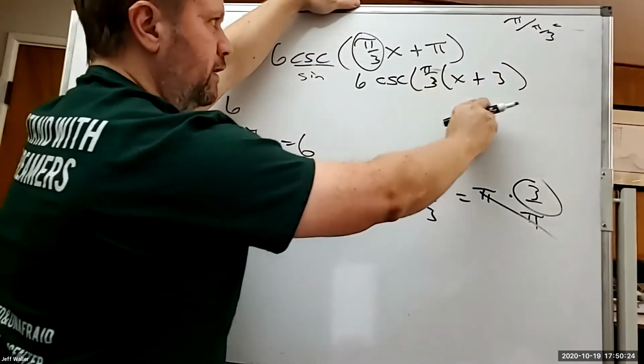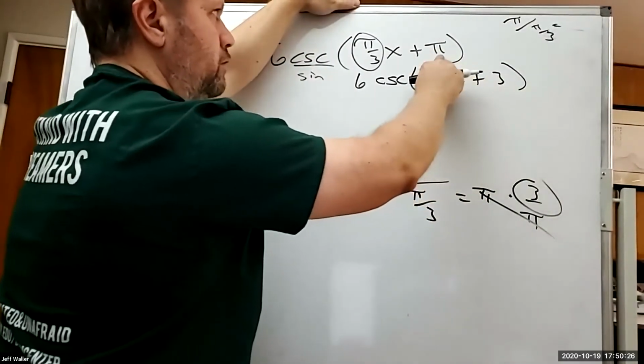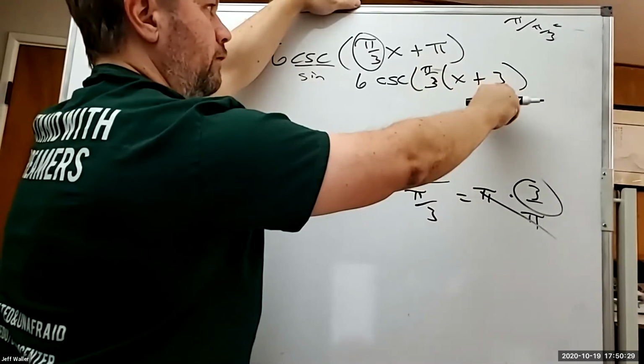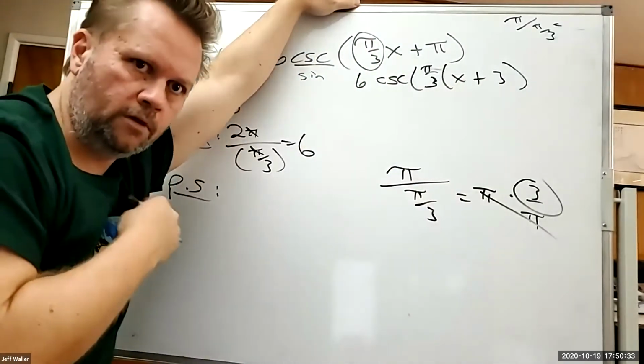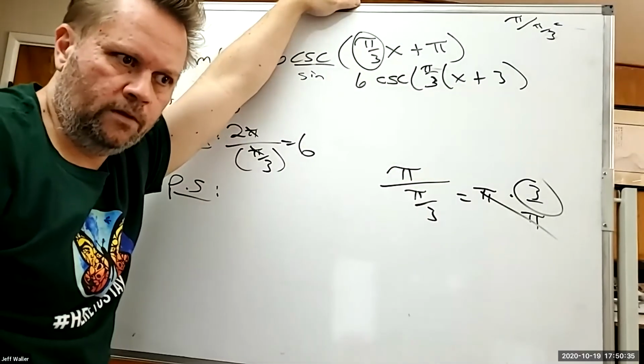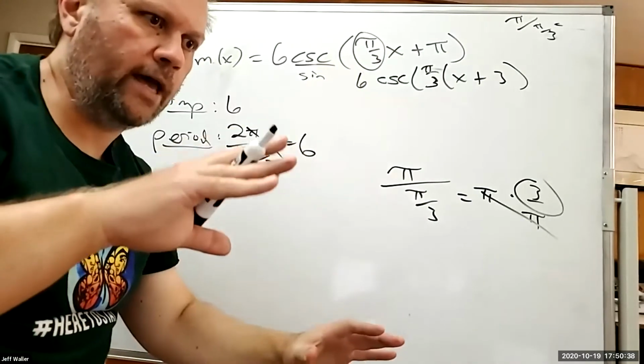Because when you distribute this, don't you want the 3's to cancel? There's no 3 here. So of course it's got to be 3, so that when you multiply this, you just get pi left. You can kind of double check yourself. Ooh, I'm getting a little laggy. Okay.